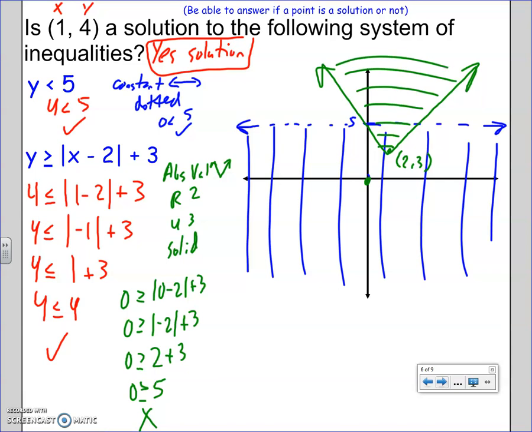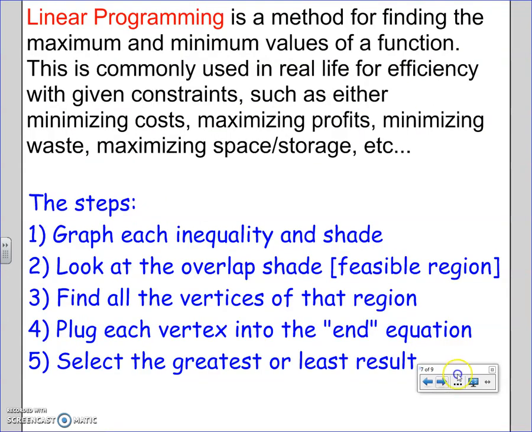All right. There is an overlap. The overlap is right here. Now, can we tell if 1, 4 is in there? Again, our picture's not drawn to scale, so not really. You should just plug in and be safe. All right, that is solving system inequalities.